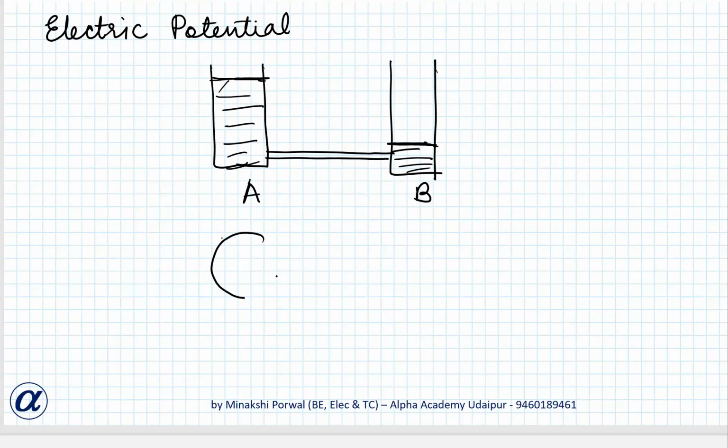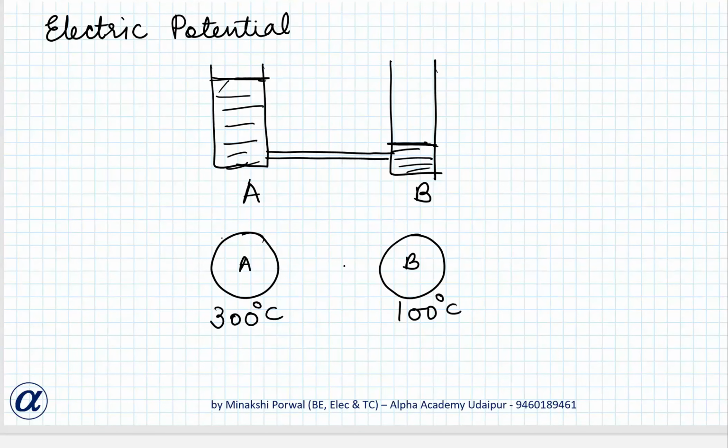Suppose two bodies are there. Bodies can be anything, ball, sphere, or anything. It is A and it is B. A is at 300 degrees Celsius, B is at 100 degrees Celsius. If they both are connected by a conducting pipe, or brought in contact with each other directly or by any means which is conducting, then heat transfer will take place. It will always go from higher temperature to lower temperature. Heat will transfer from A to B. Here water will transfer from A to B. So same is the case with electric potential also.